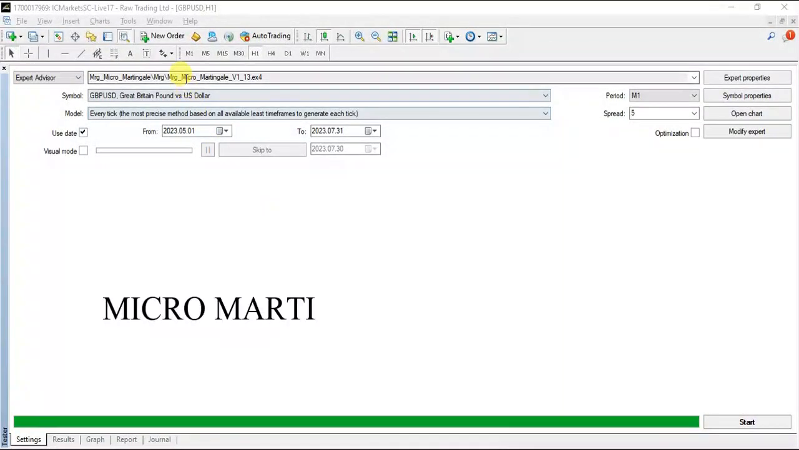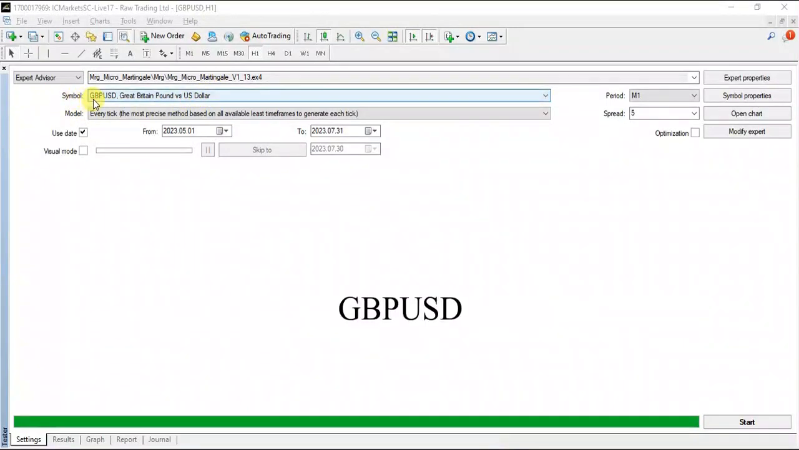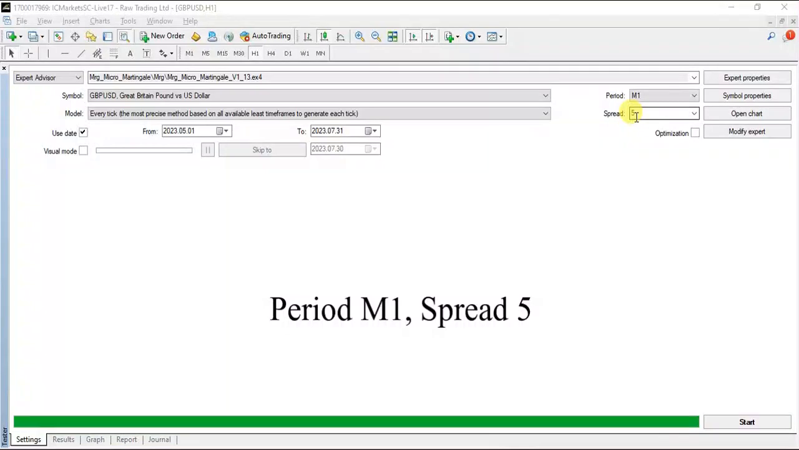Today I am testing Micro Martingale Expert Advisor. Currency pair is GBPUSD and time duration is 3 months. Period is M1 and spread is 5.